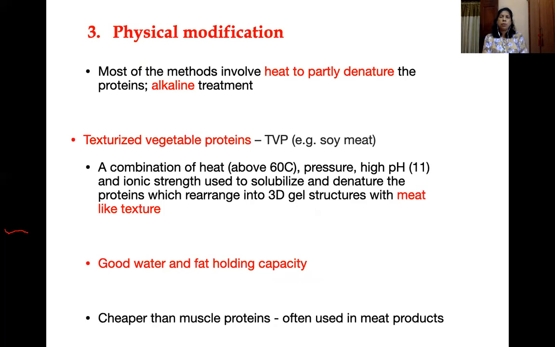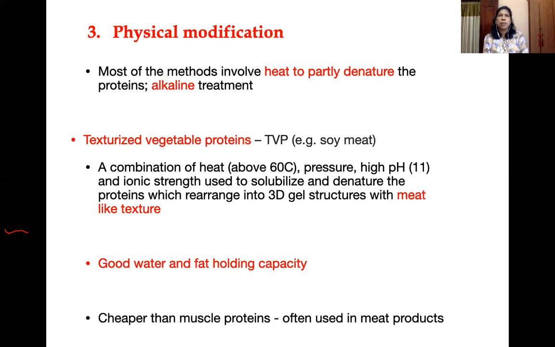But you know about the textured vegetable protein, TVP. We normally eat it as a soy meat. So what happens to this protein? A combination of heat above 60 degrees, pressure, high pH around 11, that's the alkaline situation, and ionic strength is used to solubilize and denature the proteins, which rearrange into a 3D gel structure with meat-like texture, right?